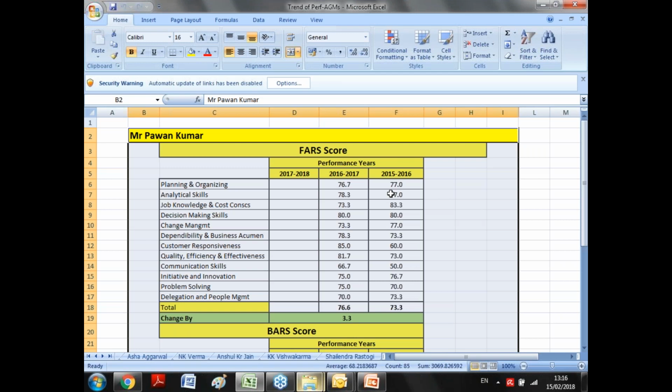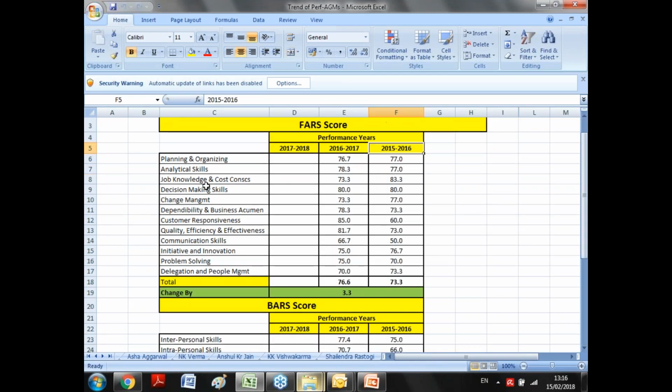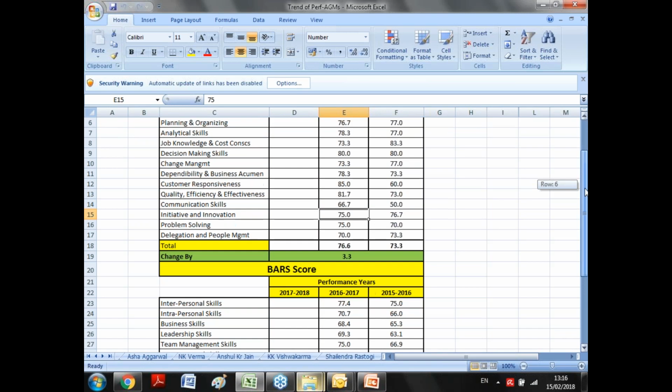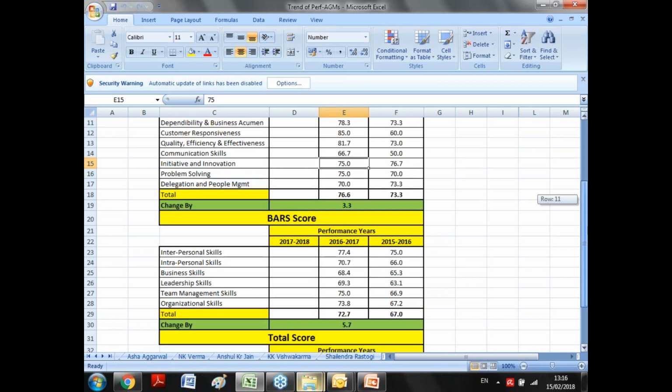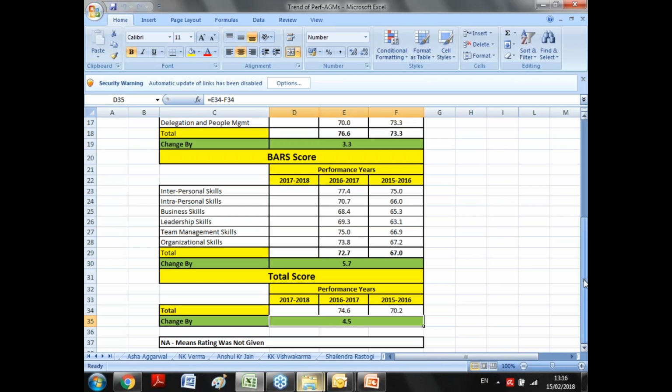You can see this is one of the incumbents, and this is his performance in 2015-16 parameter-wise. This is the performance in 2016-17 parameter-wise. This is the change in the different aspects. Say initiative and innovation, last year he got this much of marks and this year he got this much. Has it improved or reduced? On the bars part again, whether he has improved or reduced, and what is the total score with a 50% contribution. Totally, has he improved or reduced? These are the performance trends.